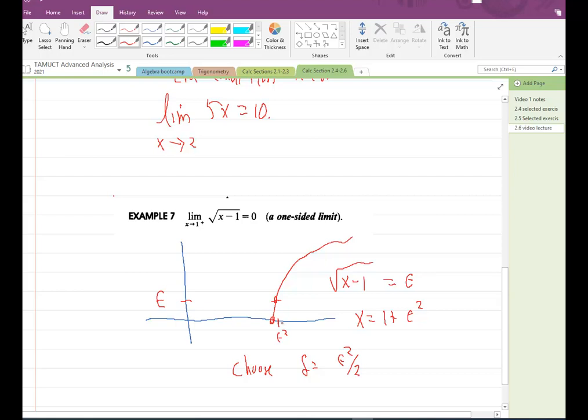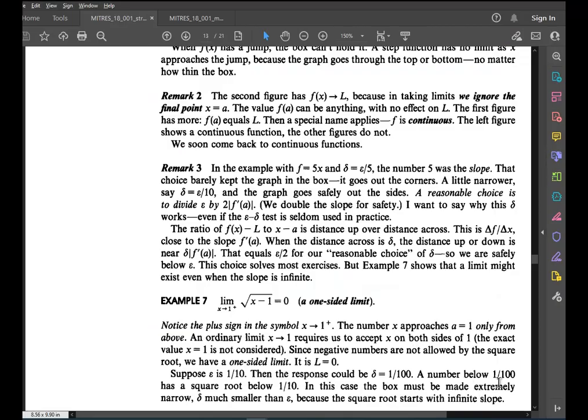Right? So you don't always want to take the slope divided by 2. If there's no slope, then you may have to do something else. All right, so let's see if he makes that point. He's probably going to say the same thing here.